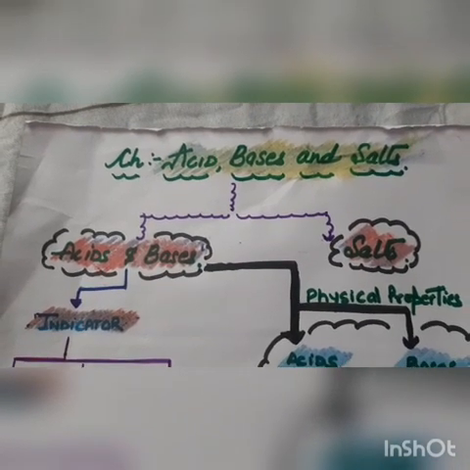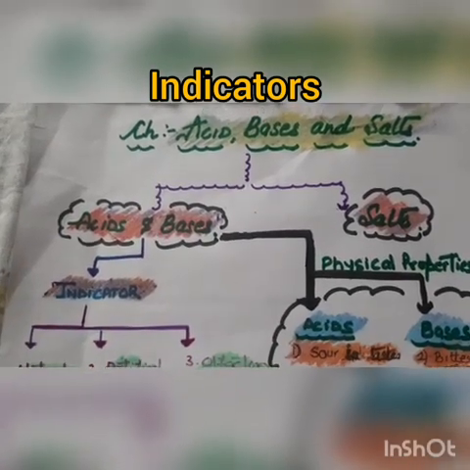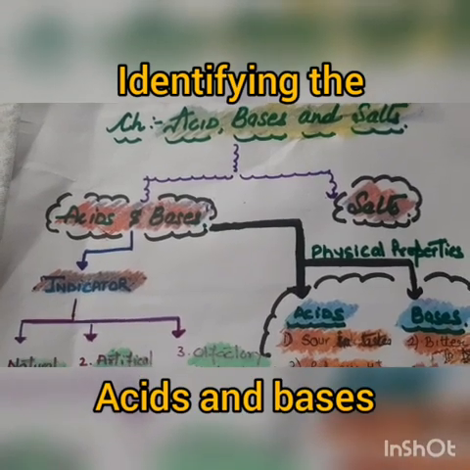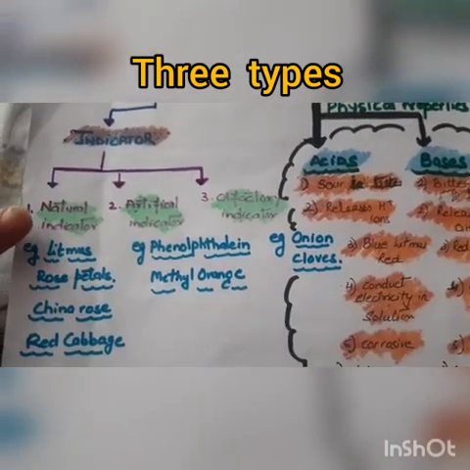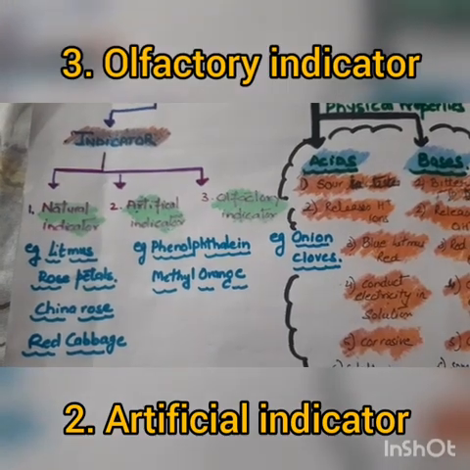And how are we going to identify between an acid and a base? By the substance called an indicator. Indicators help us in the identification of acids and bases. And we know that indicators are of three types: natural indicators, artificial indicators and olfactory indicators.